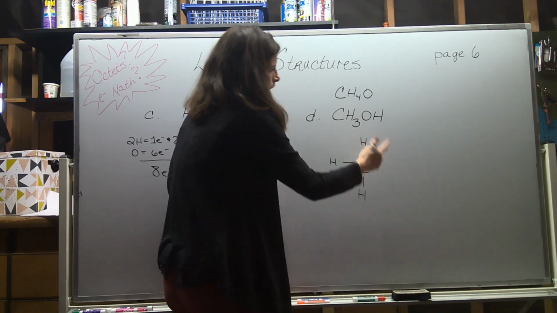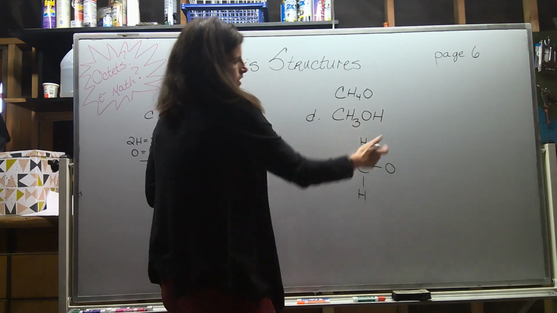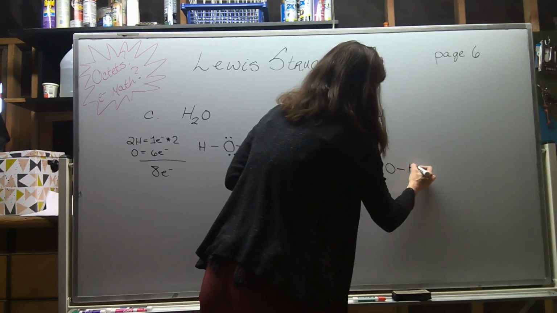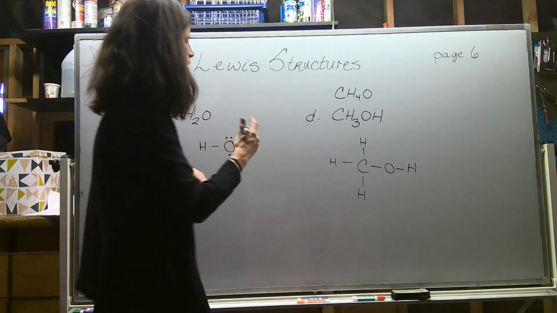And then we have an oxygen connected to that. And this last hydrogen is just connected to that oxygen. So that was really useful. It told us how everything was connected. We still have to do our electron math.